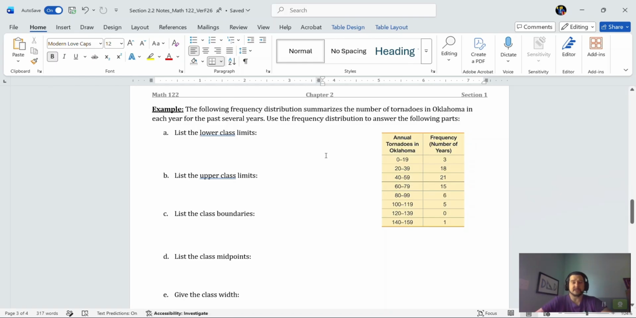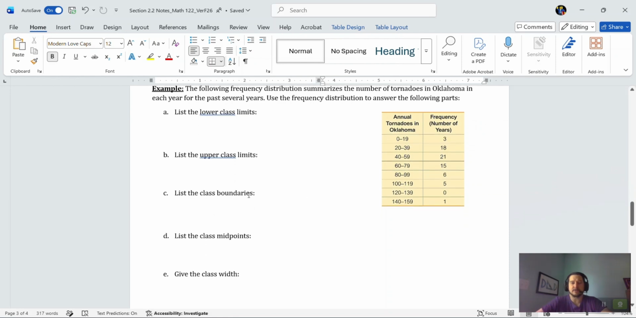I figured, since the previous section introduced a lot of vocabulary surrounding frequency distributions, that I would kind of test them on that within the notes. So I'm going to have us list out the lower class limits. All right, that would be 0, 20, 40, 60, 80, so on and so forth. List the upper class limits, so 19, 39, 59, 79.